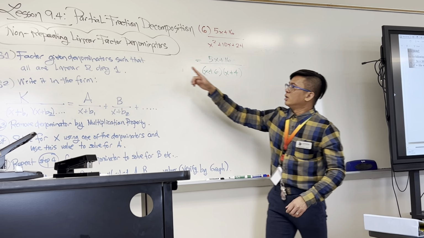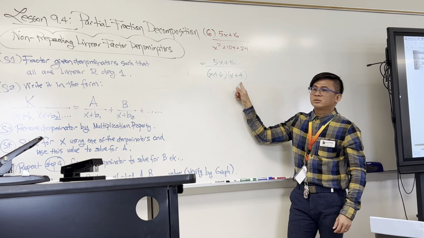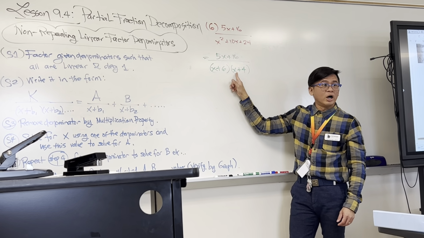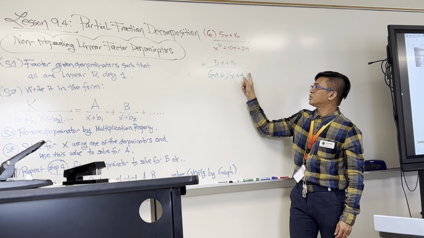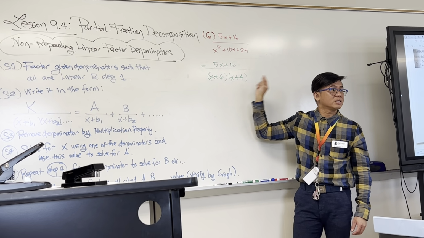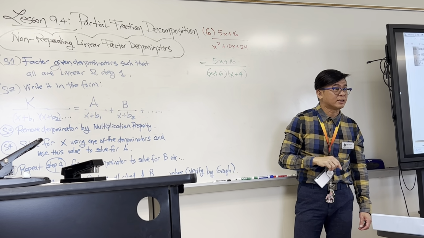Okay. Check. Are they linear? Well, they're both x with degree 1. Are they non-repeating? Yes, there's no exponent, well, there is 1, so it's not repeated. Get it?